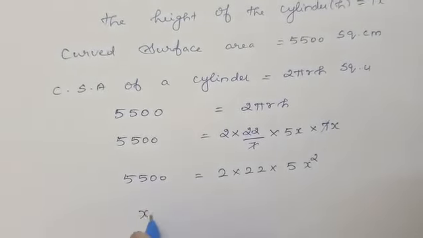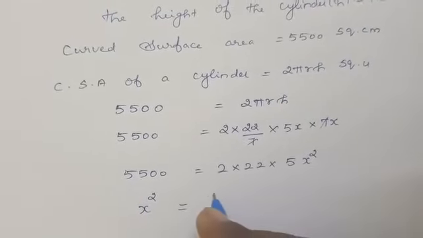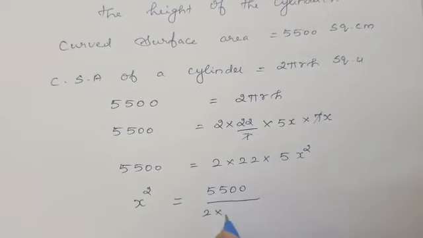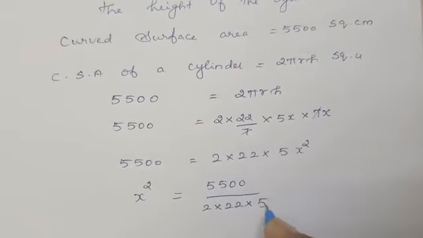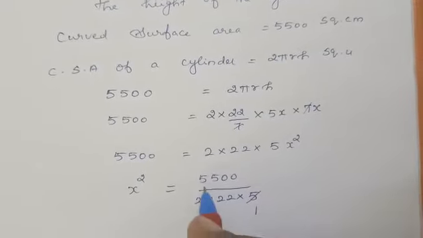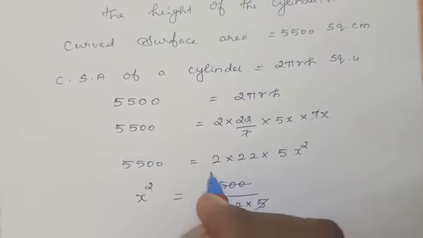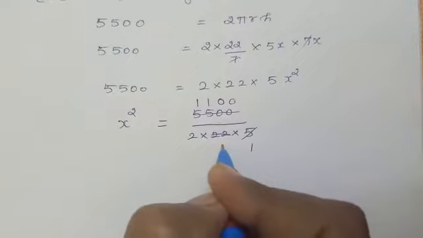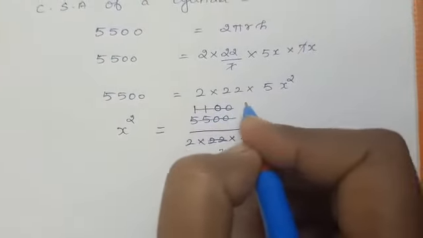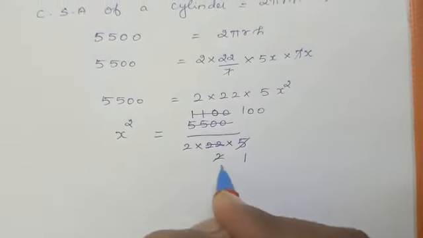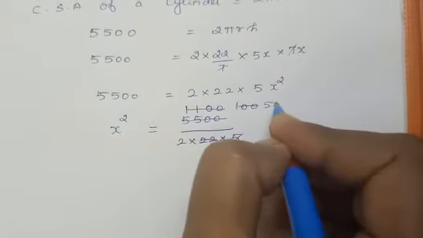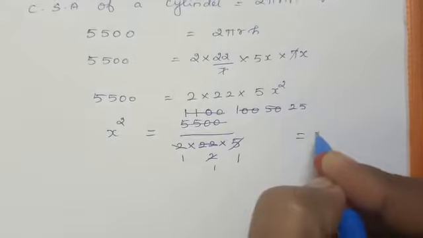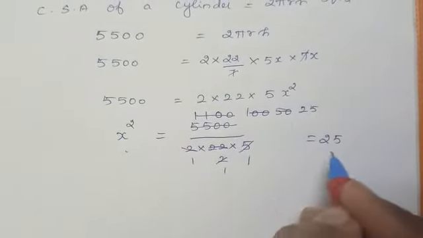So we find the value of x squared equal to 5500 divided by 2 into 22 into 5. Fifth table use means one time. Here 55, so 11 times 5, 55, 0, 0. Then 11th table we can use means 2 times. Here 100, second table use means 50. Another one time second table, 25. x squared equal to 25.